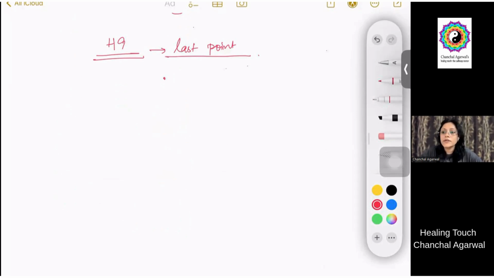Where is this point? This point is at the end of the nail. Let me do one thing. First, I will show all the 5 points location on the body, and then I will write down important points about it. That way you'll be able to understand the location and then understand the explanation. So first, see the location.